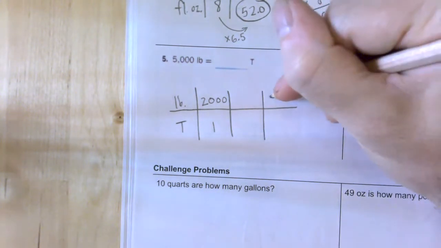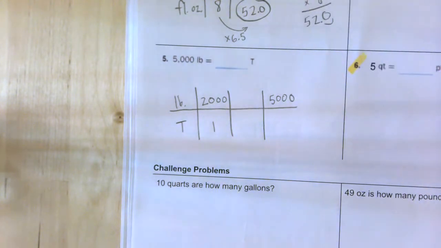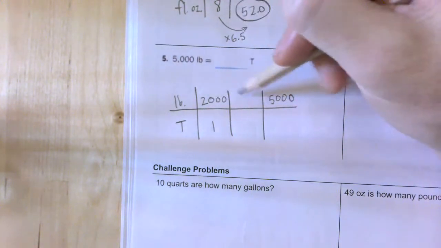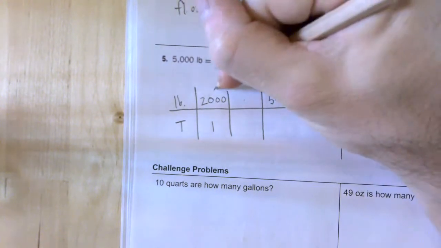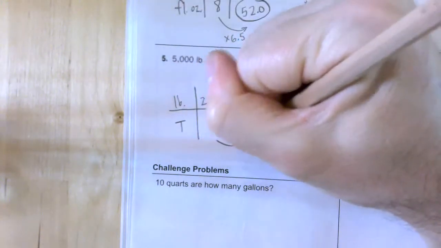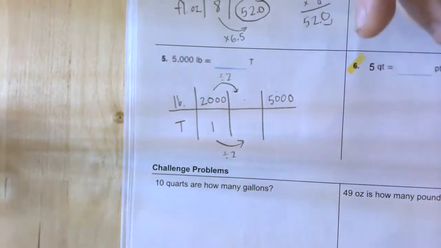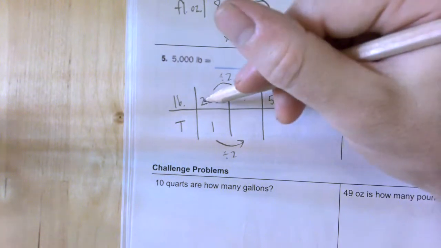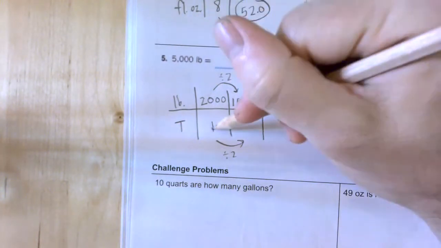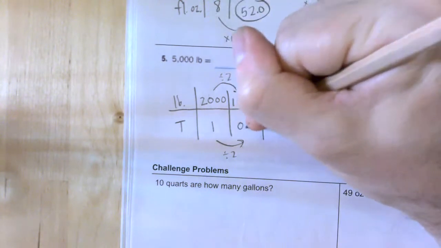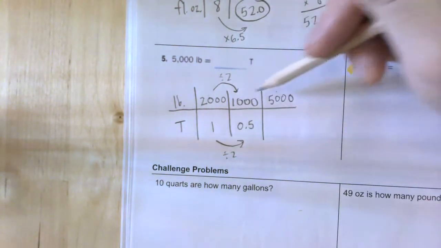I think this one might be worthwhile doing it in 2 steps. If we can get from 2,000 to 1,000, we can then get to 5,000. So if we could divide, what do we divide by? Divide by 2. We get from 2,000 to 1,000. So 2,000 divided in half, or cut in half, is 1,000. 1 cut in half is a half. We've seen this trick before. We've used this trick a couple times.